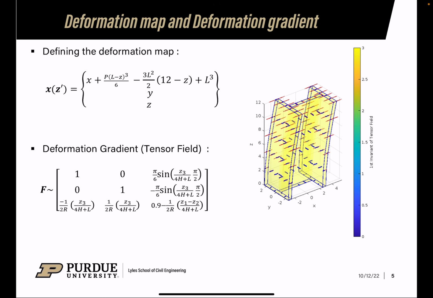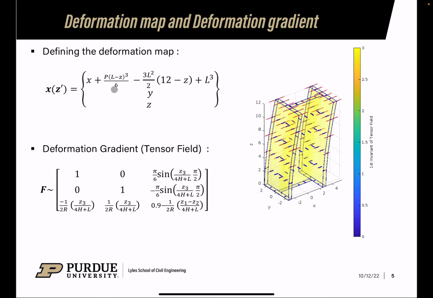Let me explain it this way. Let's think of a unit point load acting on this end and this end to be fixed. So the deformation it would cause in the beam is given by this. And just adding these terms with x, y and z will give us the deformation map.